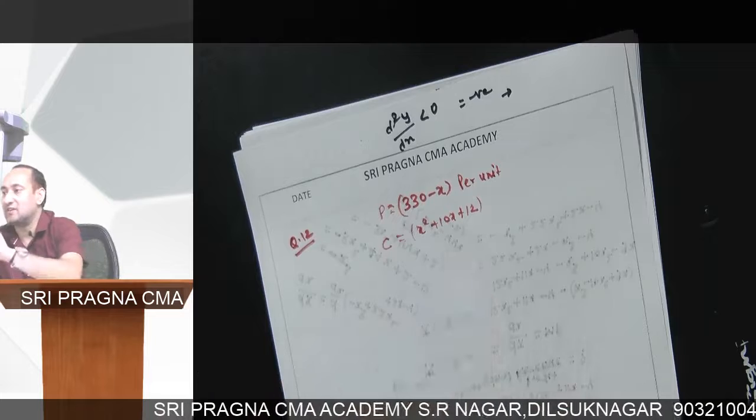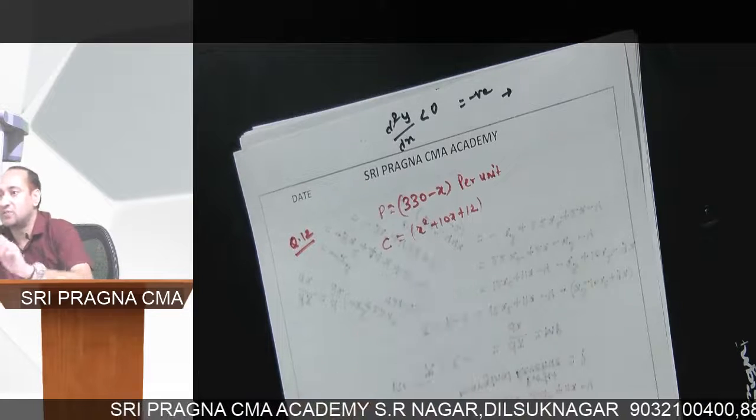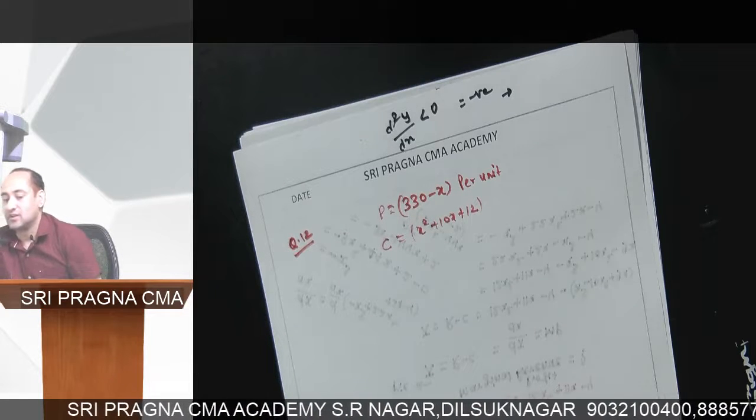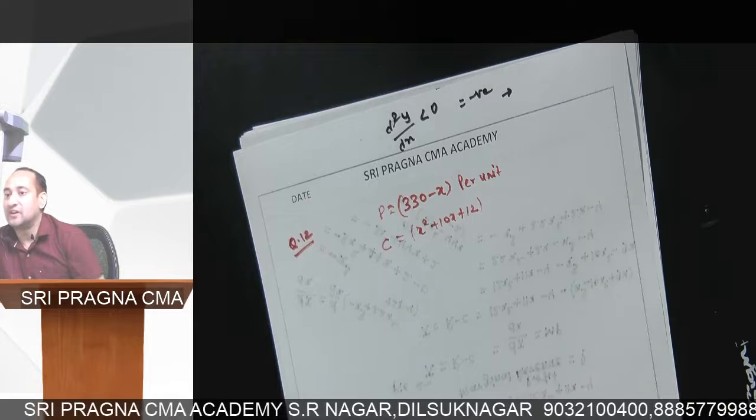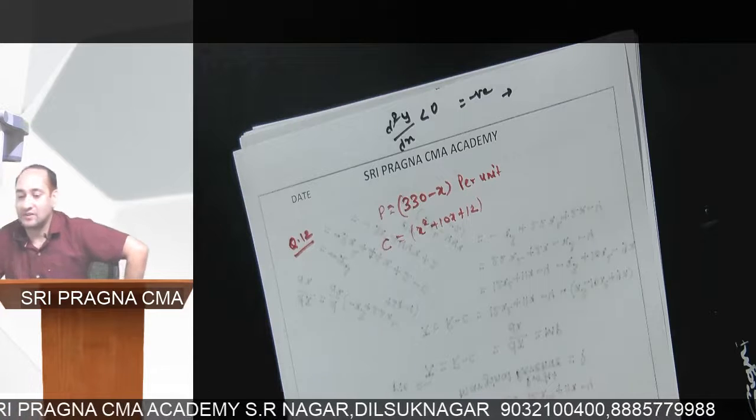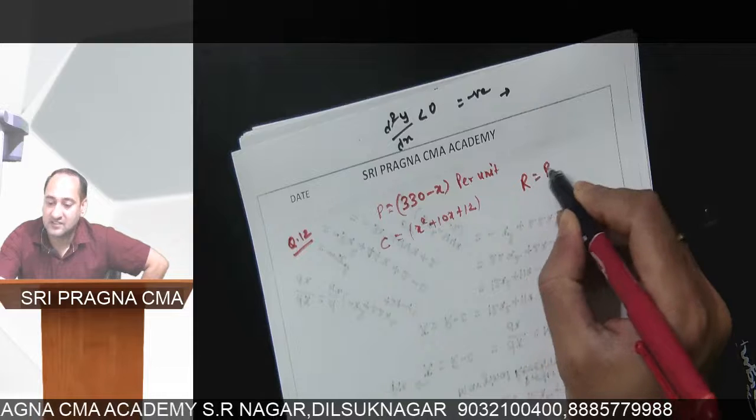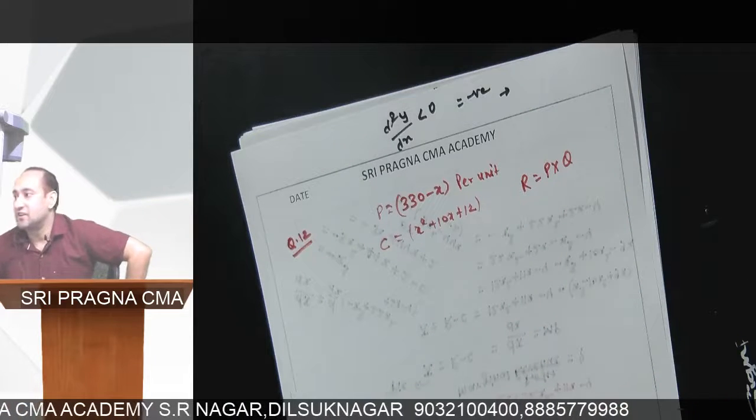It is not the price of the whole unit, right? It is the price per unit. So what do I need to do? In order to determine the revenue, what is the formula? Revenue is equal to what? Price into quantity.